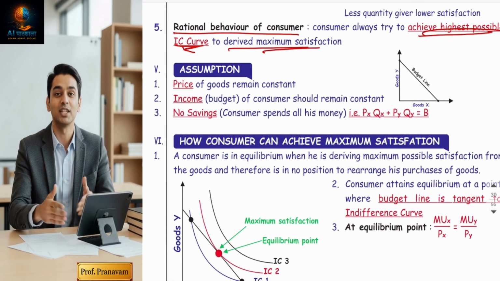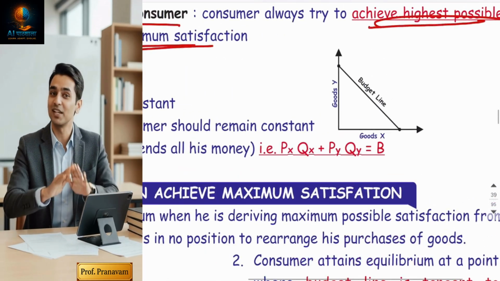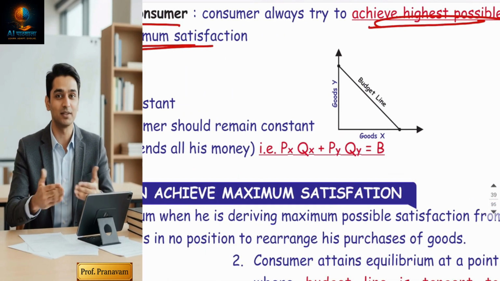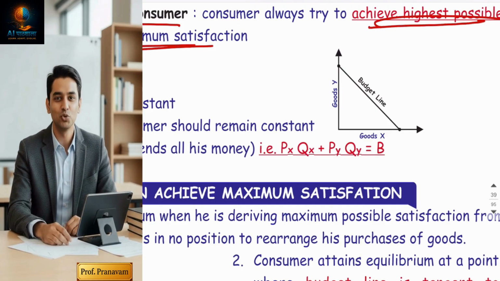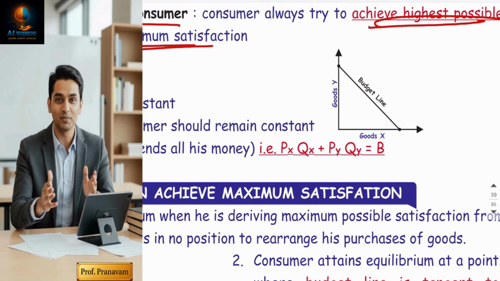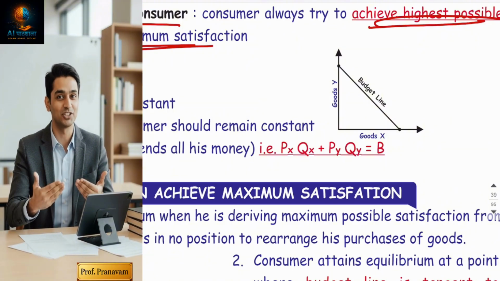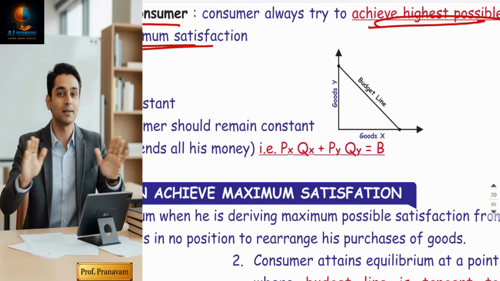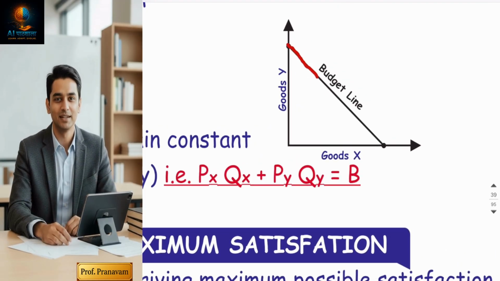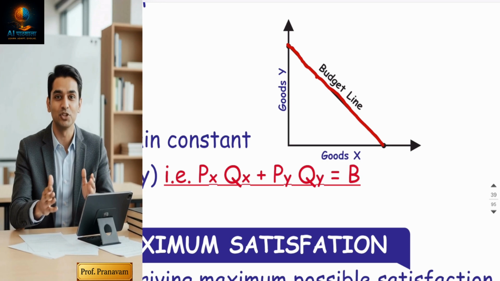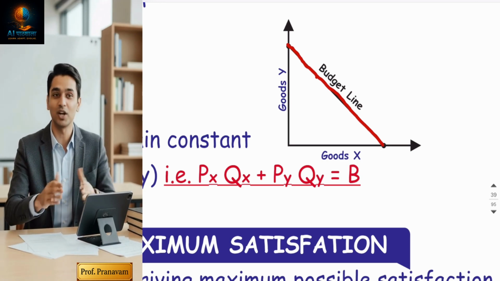The biggest assumption is the budget line, because satisfaction you cannot get free of cost. To derive satisfaction, you need to purchase the goods, both X and Y, because it's a two commodity theory. And to purchase the goods, you need your budget. Budget means spending capacity. Am I correct? So what the economist says is the budget line will be a downward sloping line.